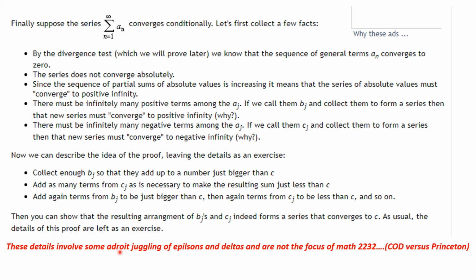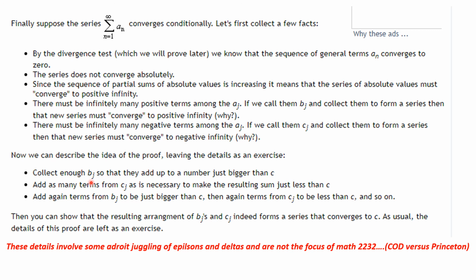Now these details involve some adroit juggling of epsilons and deltas, and that's not really a focus of Math 2232 at the College of DuPage. At the College of DuPage, you are trying to make engineers who aren't afraid of math and can do the math that's required for their engineering studies. At Princeton, they're teaching mathematicians calculus 2, and that's a little bit different, and epsilons and deltas are more appropriate there.